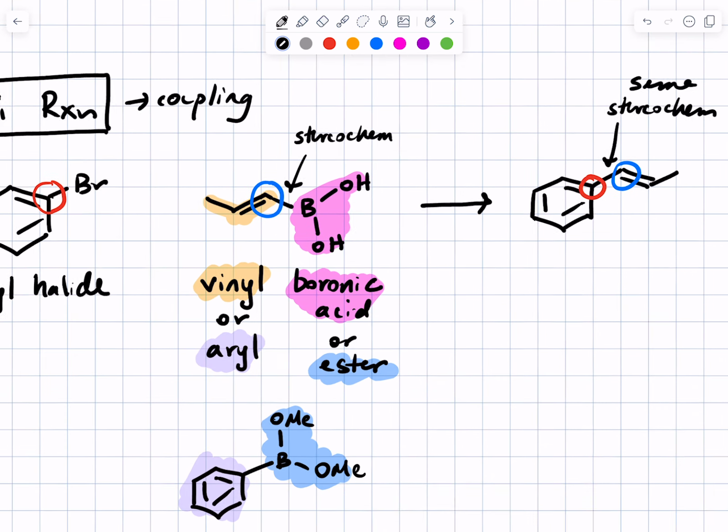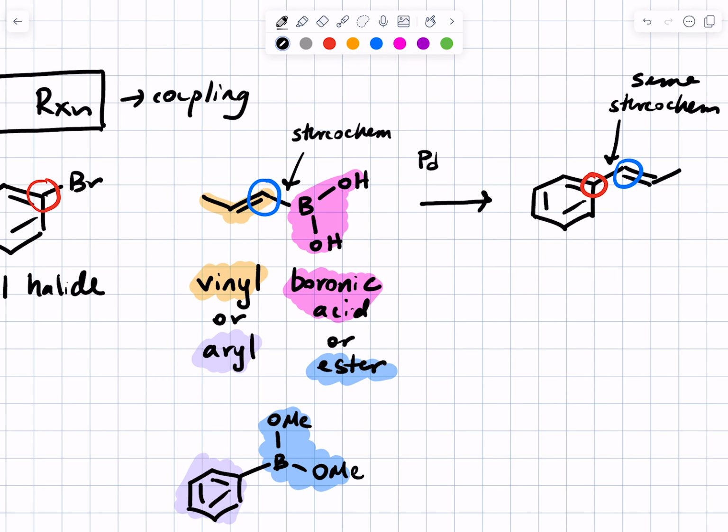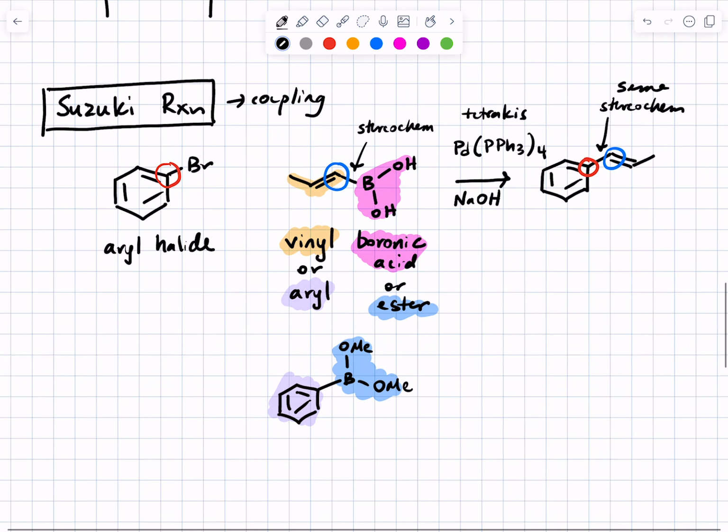Okay, so the catalyst is palladium, and a common catalyst is palladium tetrakis triphenylphosphine. Tetrakis is not 4 kisses. It means 4 times, in Greek or something like that. So, triphenylphosphine. Okay, and you also need a base to help out with the reaction. All right, so that's the catalyst that does the Suzuki reaction.